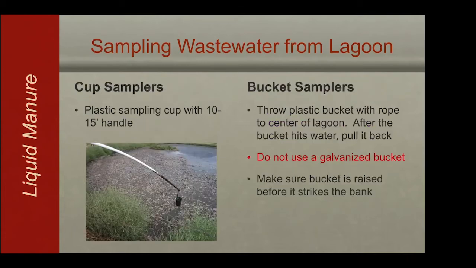So here's how we actually can sample in that lagoon. There are cup samplers, and you can make your own. You can take the bottom of a 2-liter pop bottle, tie it onto a great big long pole, a 10 to 15 foot pole or a PVC pipe, and go out there.